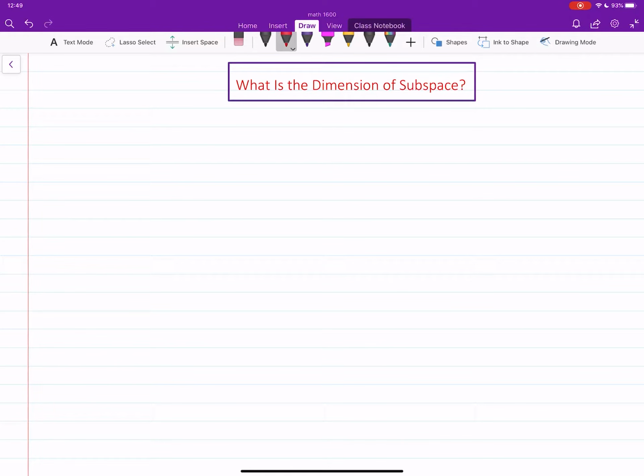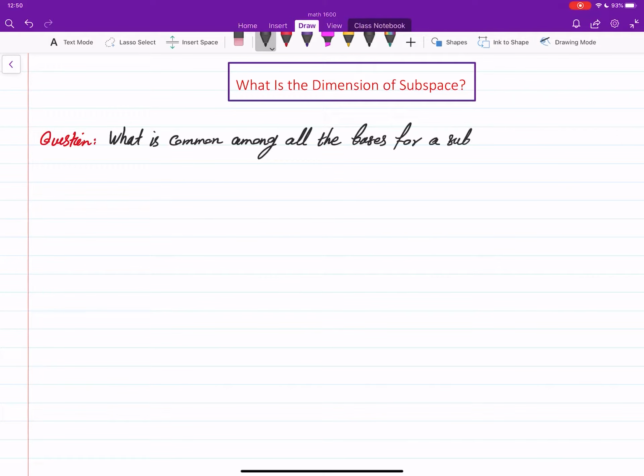Well, let me start with this question: what is common among all the bases for a subspace? As you know, if you have a subspace, you will have infinitely many bases for that. What is common among all these things?